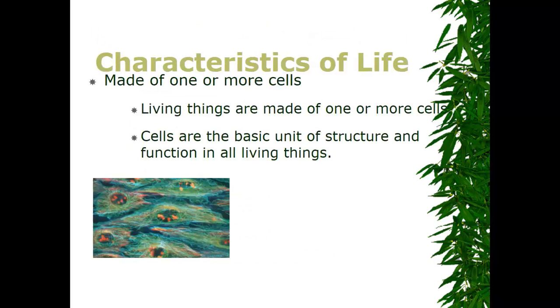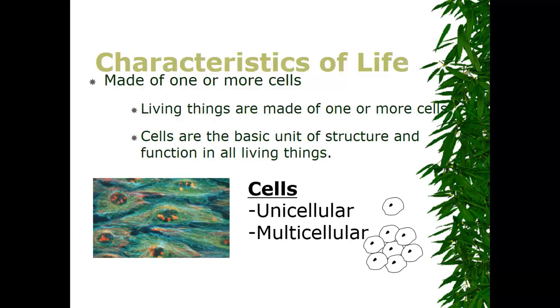The first characteristic: made of one or more cells. All living things are made up of at least one or multiple cells. Cells are the basic unit, the basic structure and function, in all living things.